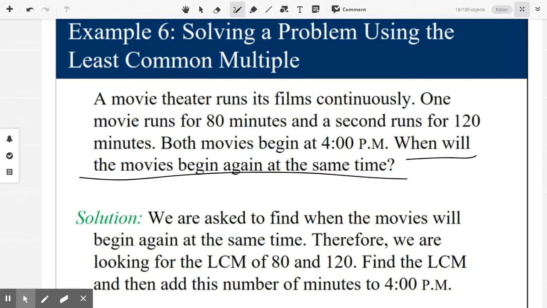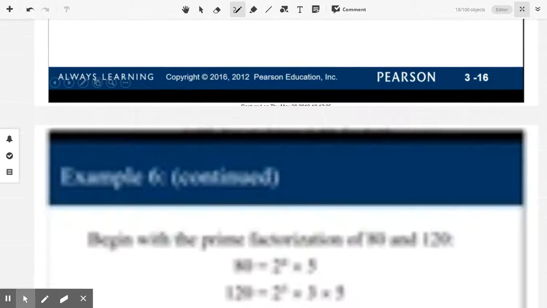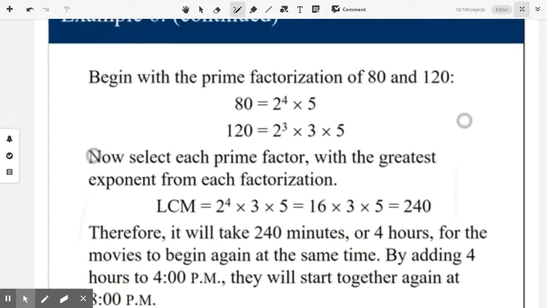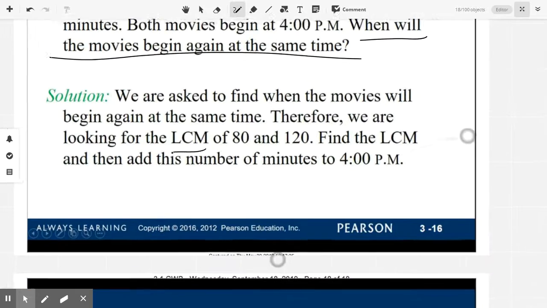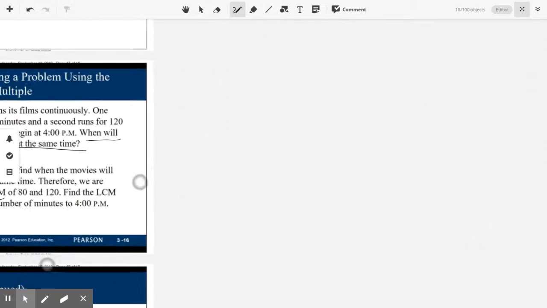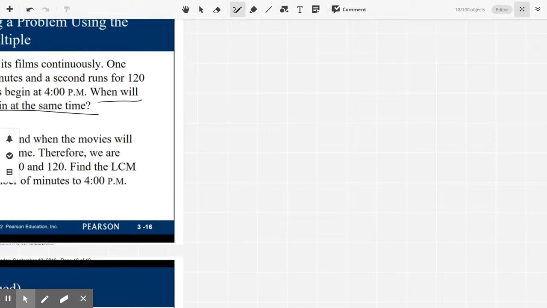All right. We are asked to find when the movies will begin again at the same time. Therefore, we are looking for the LCM, lowest common multiple, of 80 and 120. So let's do that. Let's go right over here. I'm going to go off to the side, and I'm going to find 120, and I'm going to find 80, and I'm going to find out what multiple of minutes they match up again, or what is their least common multiple.